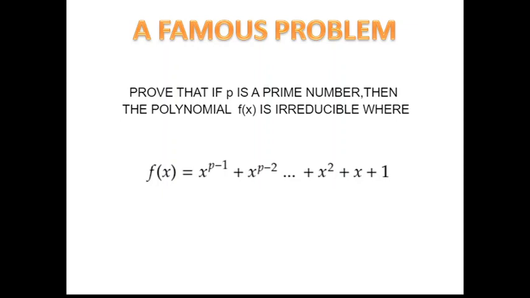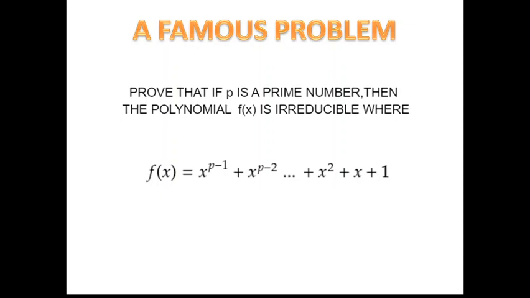Prove that if p is a prime number, then the polynomial f(x) is irreducible, where f(x) equals x^(p-1) + x^(p-2) + ... + x^2 + x + 1. See, 1 is not a prime, and not a composite either. So what approach are we using here?